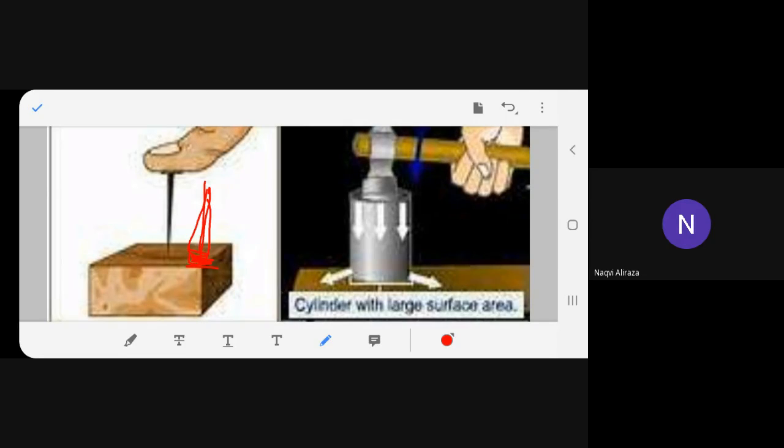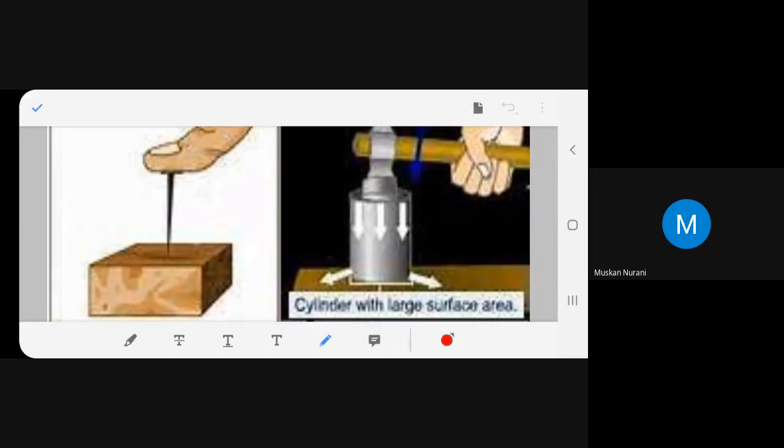Why? Because it is large. And on top of that, I will be hurt. The pin will prick me. Don't you think so? So what is working over here? Can you tell me? What is applied in this case? Surface area. You understood now? So the surface area is minimum.